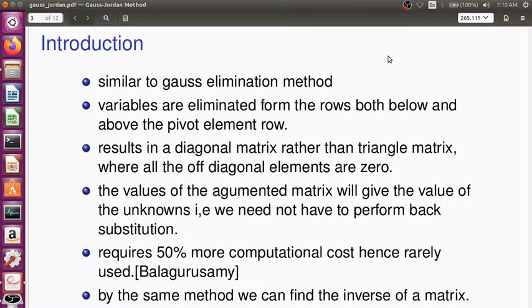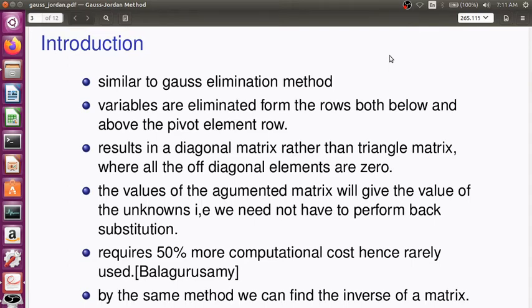That will result in a diagonal matrix rather than a triangular matrix, where all the off-diagonal elements will be equal to 0, and the values in the augmented matrix will give you the values of the unknowns. We need not perform the back substitution, whereas in the simple Gauss elimination method or with pivoting we have performed back substitution. In this case we need not perform the back substitution.